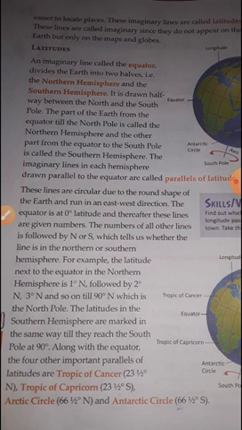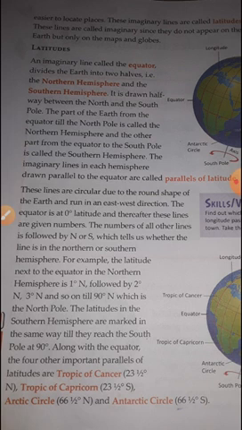These lines are circular due to the round shape of the earth and run in an east-west direction. The equator is at 0 degree latitude, and thereafter these lines are given numbers. The number of all other lines is followed by N or S, which tells us whether the line is in the northern or in the southern hemisphere. For example, the latitude next to the equator in the northern hemisphere is 1 degree N, followed by 2 degree N, 3 degree N, and so on till 90 degree N, which is the North Pole. The latitudes in the southern hemisphere are marked in the same way till they reach the South Pole at 90 degree.